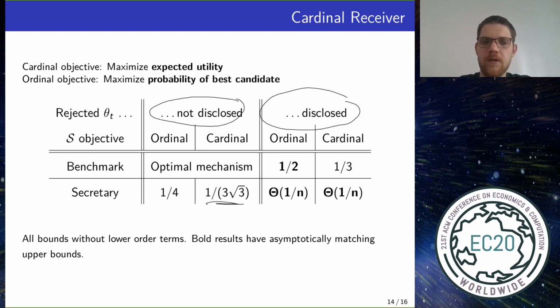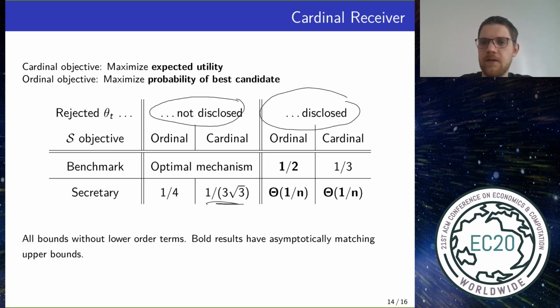Very interestingly, though, on the other hand, if candidates are disclosed to the receiver and the assumption is that neither sender nor receiver know the values, so we are in the secretary case, then we can only get a utility of theta of 1/n for the sender in both cases of ordinal or cardinal objective for the sender. And this is very interesting because the easy algorithm of just recommending a random candidate already gives us a utility of 1/n in any case. So basically what this says is that nothing can be done for this scenario.